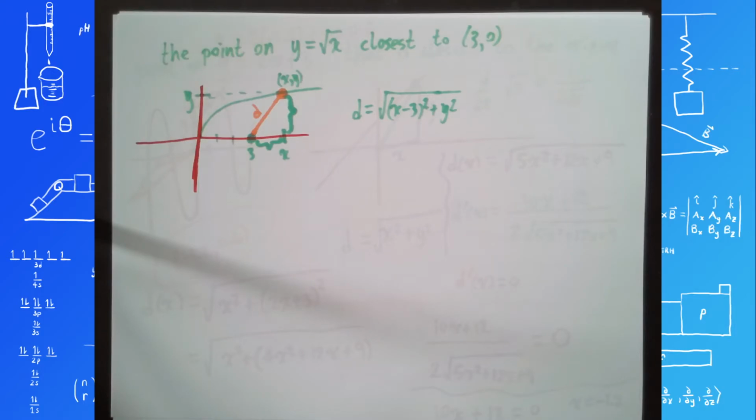Okay, let's take a look at one of these. 27 says, find the dimensions of the isosceles triangle of largest area that can be inscribed in a circle of radius r.